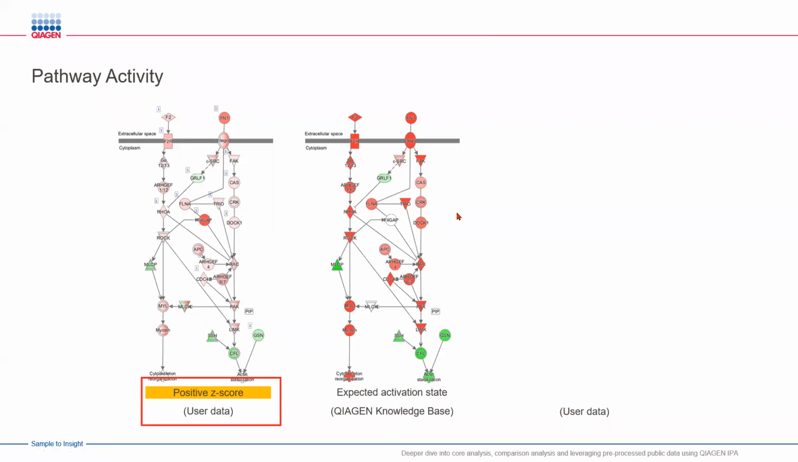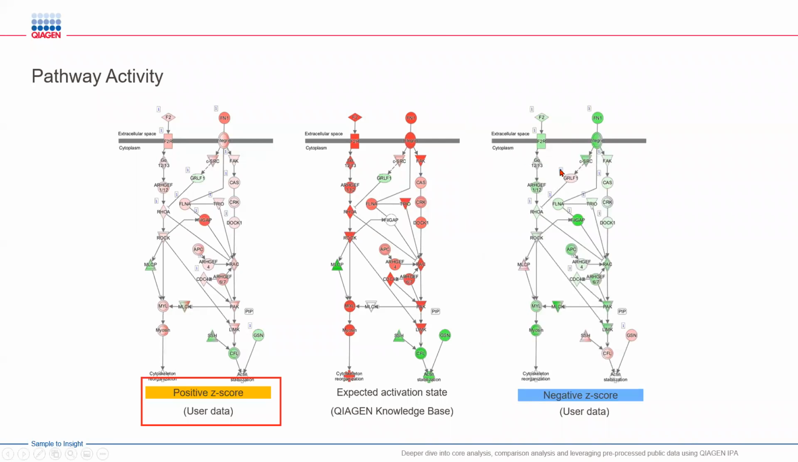And similarly, if you overlay expression of your data that is working in the opposite fashion of what this original pathway should look like, you will end up getting a pathway which is inhibited, and you will get a negative Z-score, saying that based on the expression pattern in your data set and what is expected from the literature, the pathway was predicted to be inhibited.